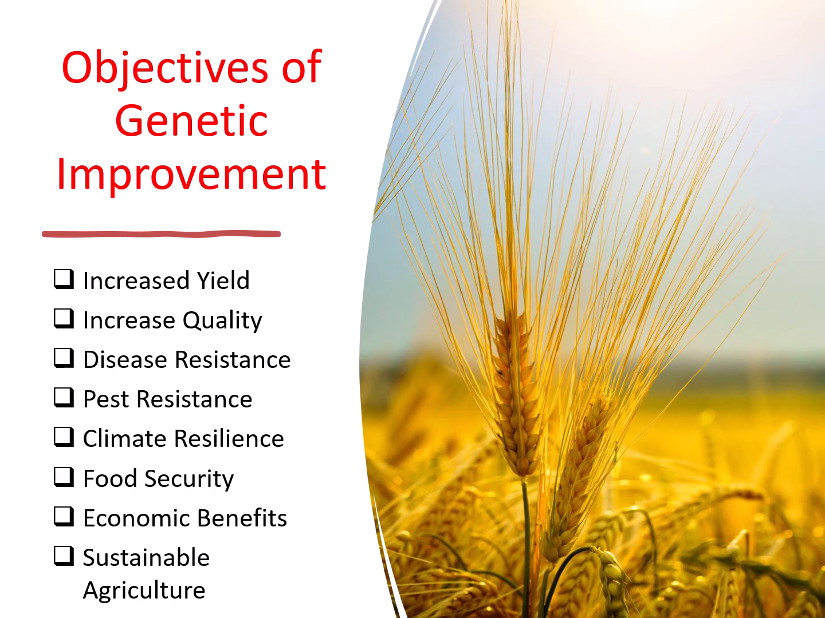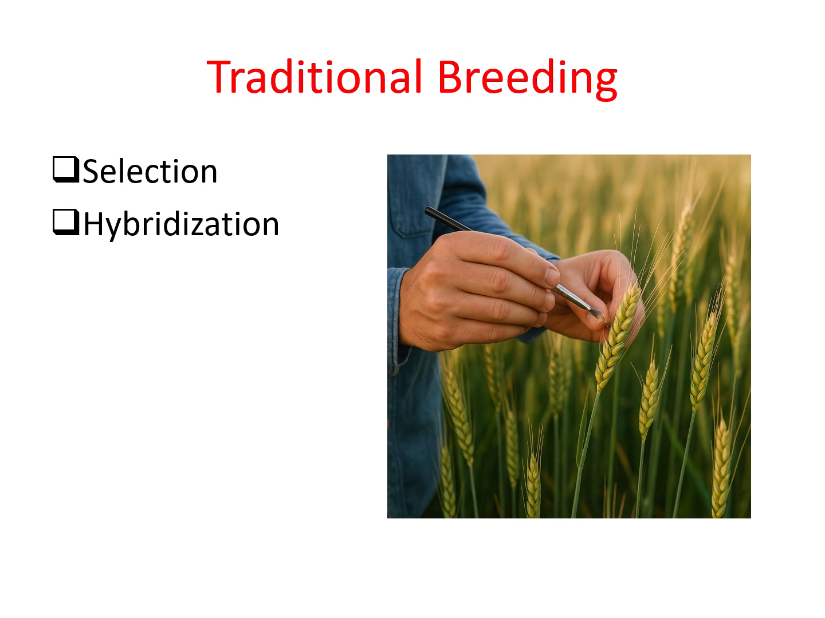Selection and hybridization are fundamental techniques in conventional crop improvement. Selection involves identifying and propagating plants with desirable traits from a genetically diverse population. This process, whether natural or artificial, is used to enhance characteristics such as yield, disease resistance, drought tolerance, and quality traits. Hybridization, on the other hand, refers to the deliberate crossing of genetically diverse parents to combine favorable traits from both into a new, superior progeny.